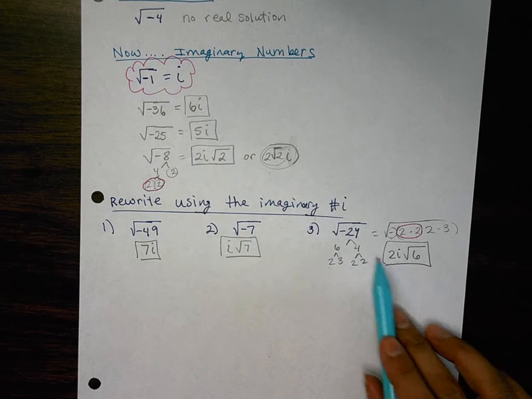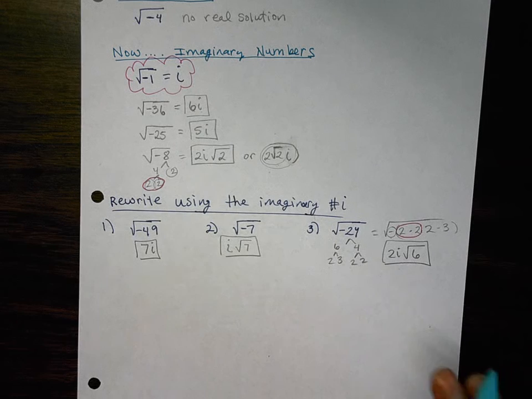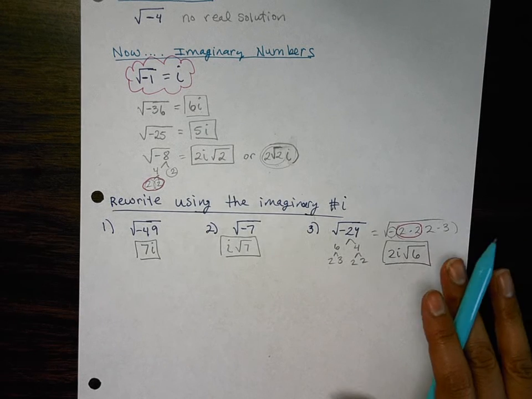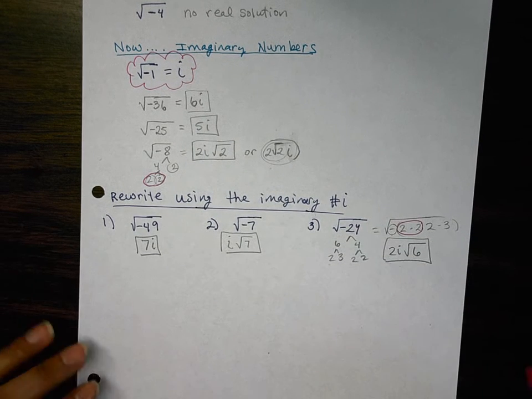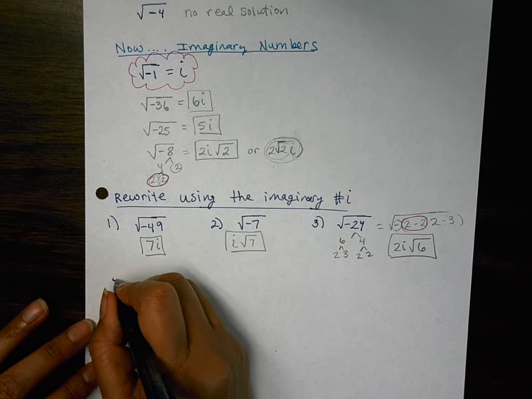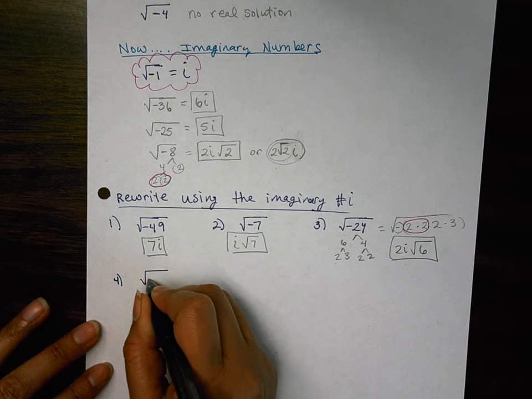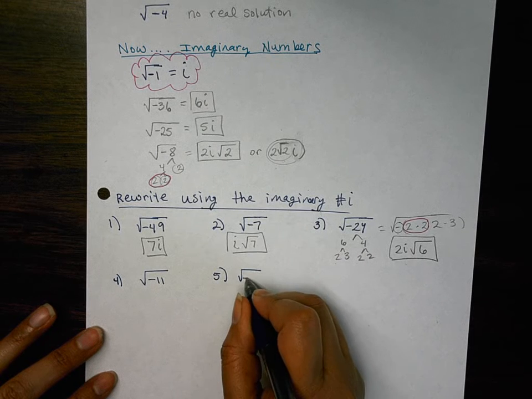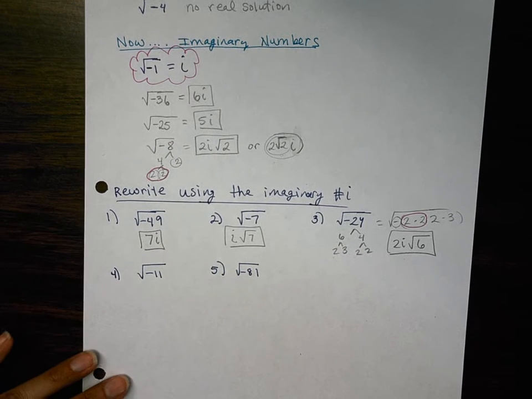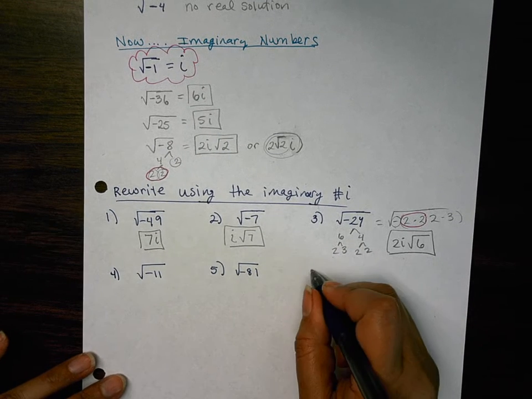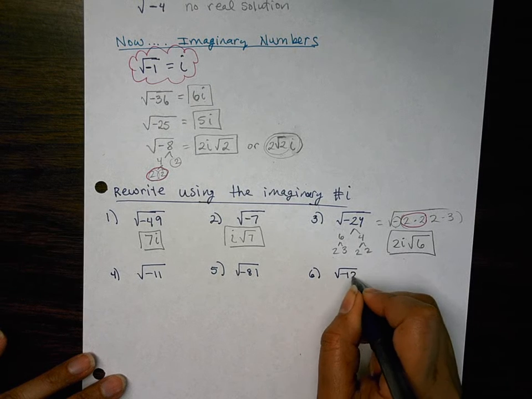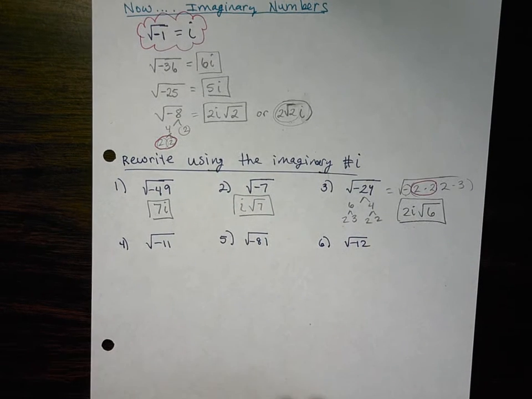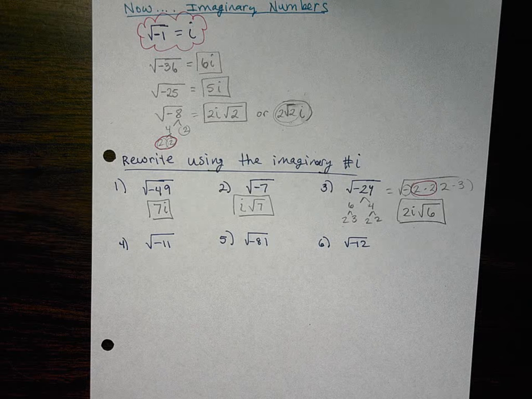Break down the 24s like you usually would. You end up with 2 root 6, and then because of the negative, it's 2i root 6. Questions on any of these? All right, let's just do a few more really quick. Number 4 is the square root of negative 11. Number 5 is the square root of negative 81. And number 6, the square root of negative 12. I'm going to have you guys do those quickly.